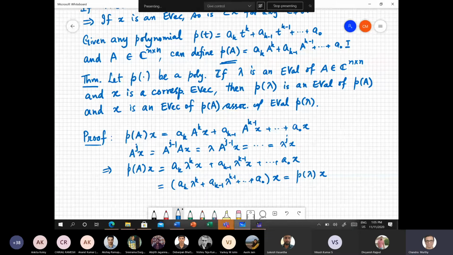So we see that p(A) times x equals p(lambda) times x. A is an n cross n matrix. This times x equals, this is a scalar, p of lambda times x, which means that p of lambda is an eigenvalue of p(A) and the corresponding eigenvector is x.